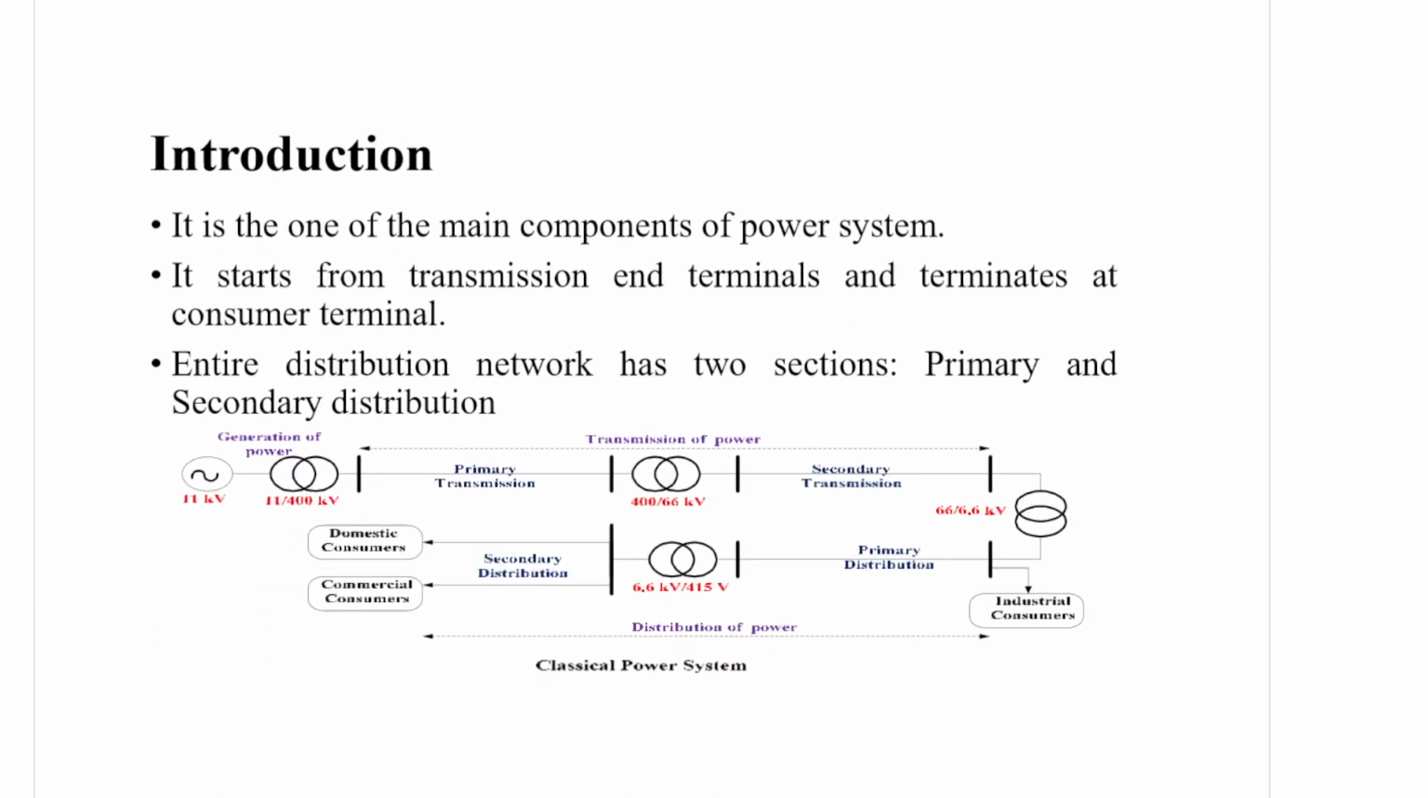So what is distribution system? It is one of the main components of the power system. First we have generation. Then that generation of power needs to be transmitted over a long distance through transmission lines. So this is the transmission section. And after the transmission of power, we have distribution.